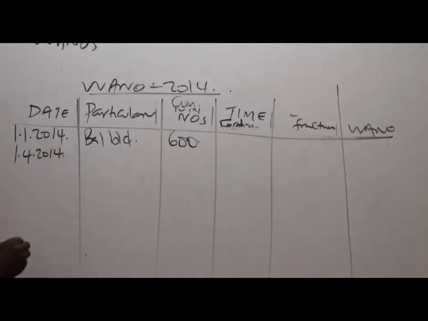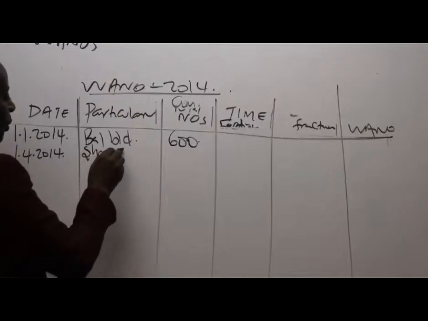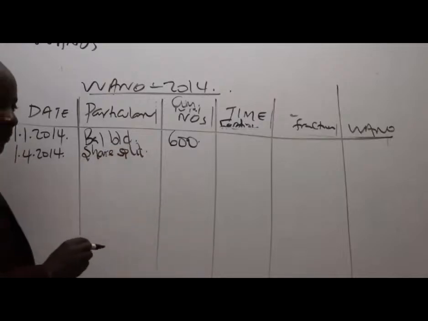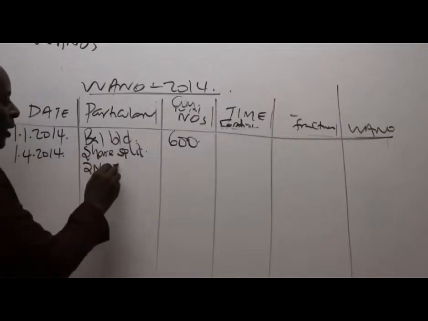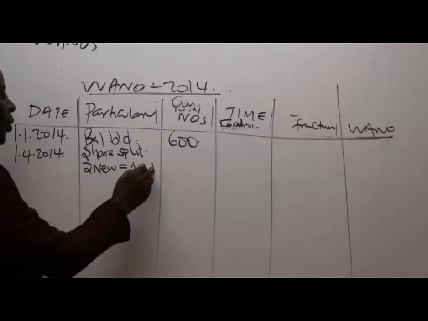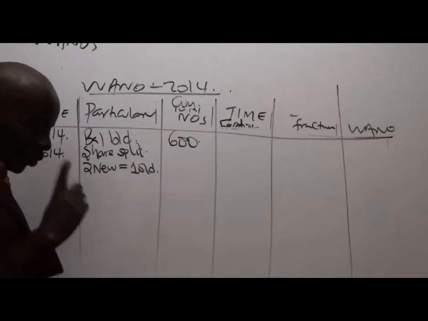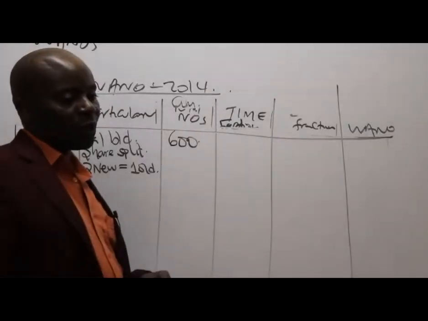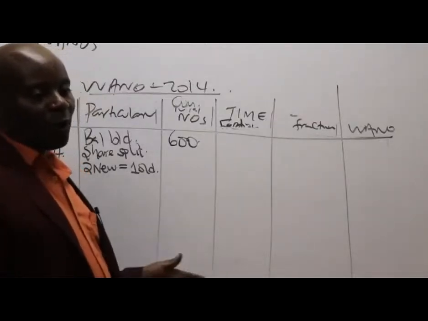So what happened here? It's a share split. And how does this share split look? It's 2 new equals what here? Somebody, 1 old. 2 new. So if you had 1 old share, we're giving you how many? 2 new shares. So now, ladies and gentlemen, what do you know about share split?